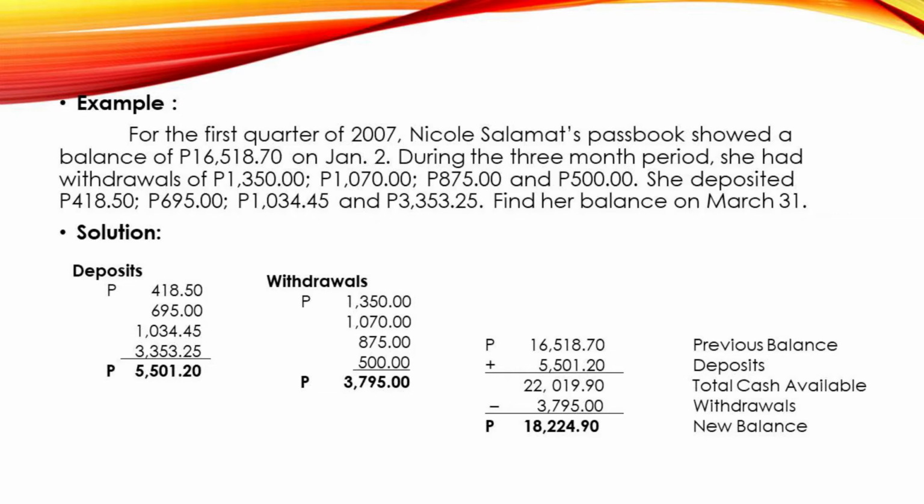So, let's add. So, solution, deposit. So, we have 418.50 plus 695 plus 1,034.45 plus 3,353.25 is the total of 5,501.20. So, ibig sabihin guys, yan po yung total ng ating deposit.